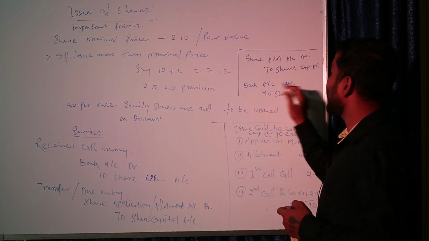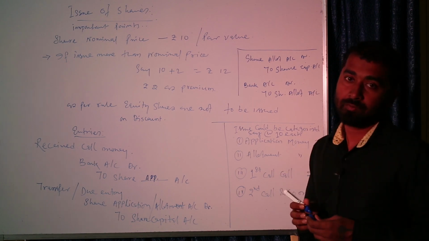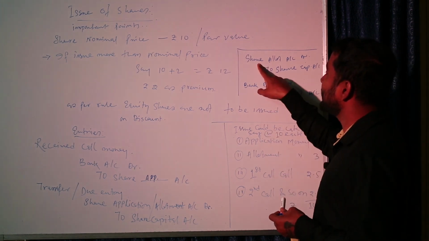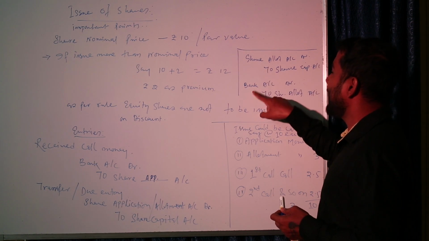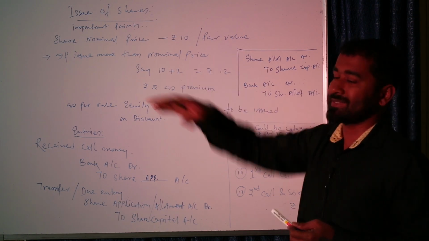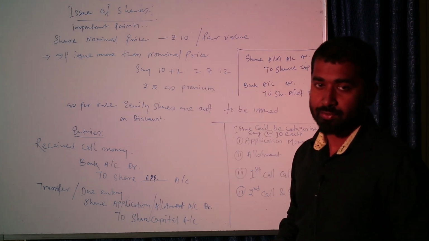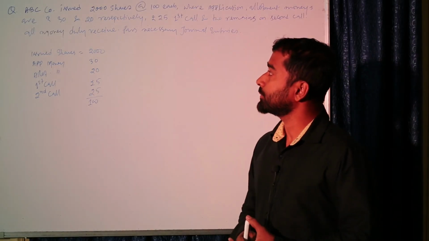Next entry is bank account debit to share allotment account. So that means this is the due entry, and after that I am receiving that money from the persons. I hope you understood. Let's see a small question.